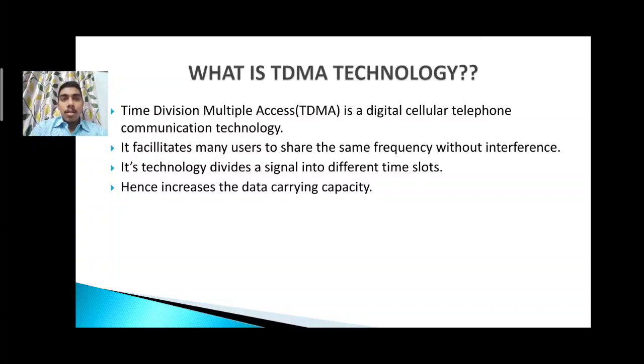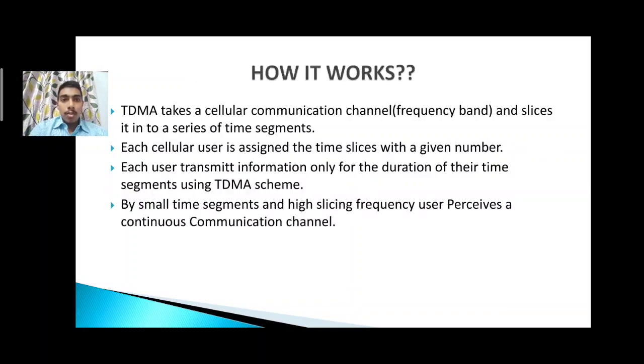That means many signals are sent in different time slots, hence increases the data carrying capacity. So the data carrying capacity should be more due to this. Now how does it work? TDMA takes a cellular communication channel and slices it into a series of time segments.